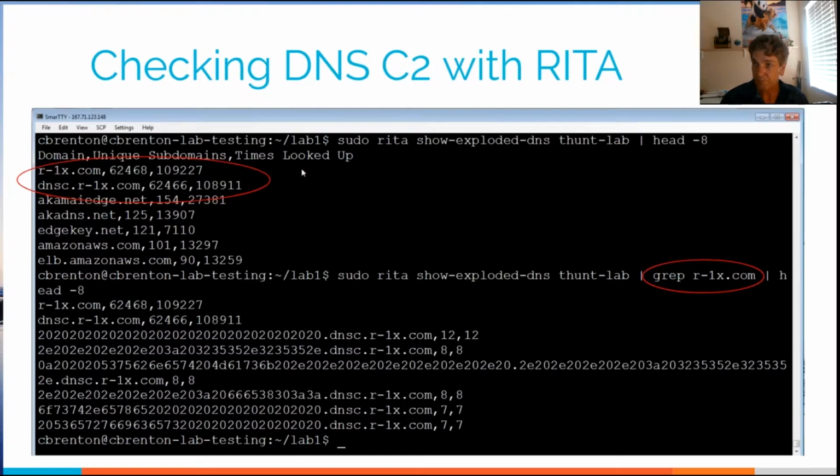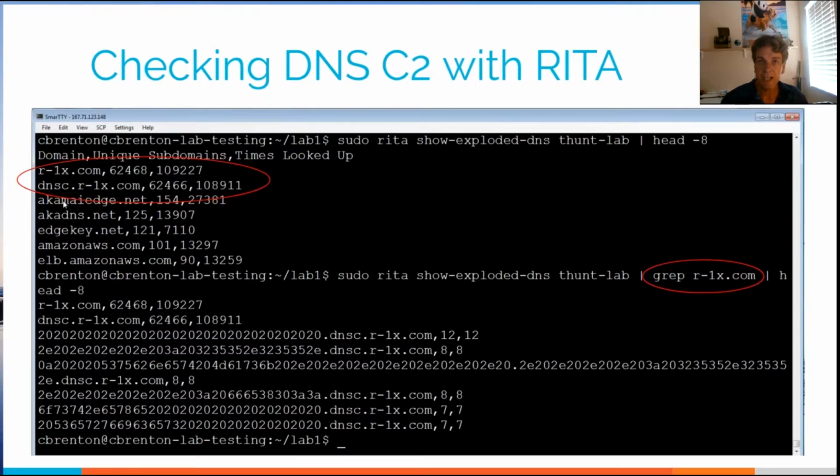So what RITA is telling us is for this domain here, r-1x.com, it saw 62,000 unique fully qualified domain names and 109,000 queries that took place. Okay, 62,000, bigger than 1,000. There you go. I need to go in and pay attention to this one. It also breaks out the subdomains as well, as you can see here. So yeah, this one is definitely worth paying attention to.